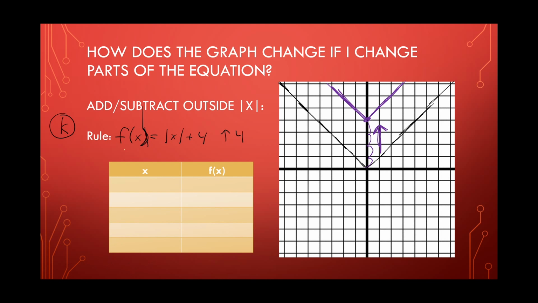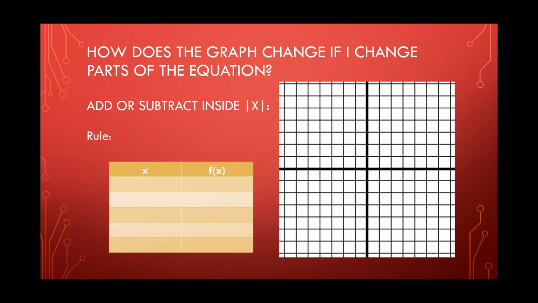Okay, what happens if I say f of x is equal to the absolute value of x minus 2? Where do you think it's going to move? Down 2. Good. 1, 2. That is not going to be easy to see. Like really dark. I'm trying. Oh, whatever. You can see it better than I can.